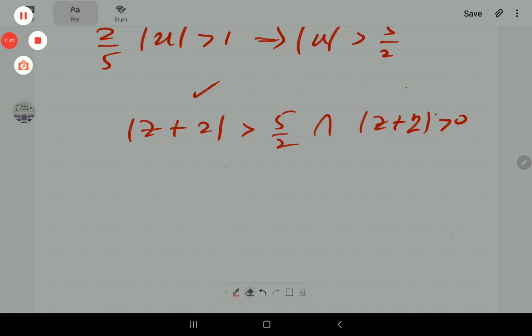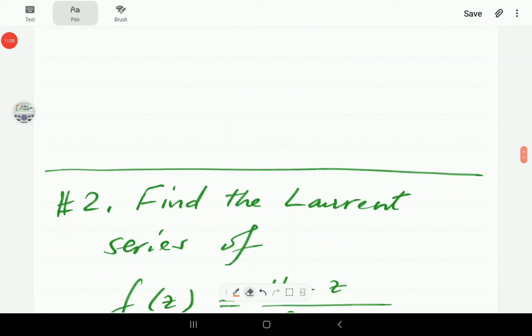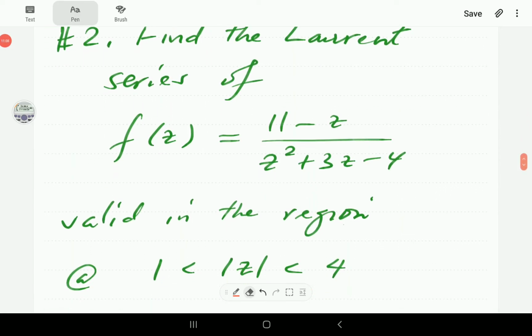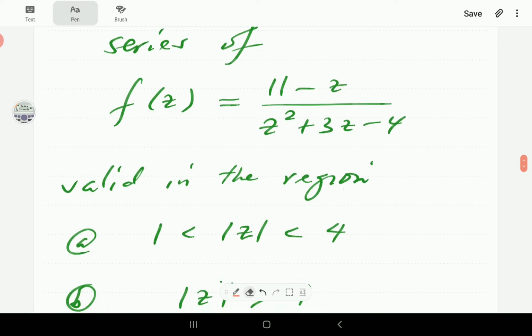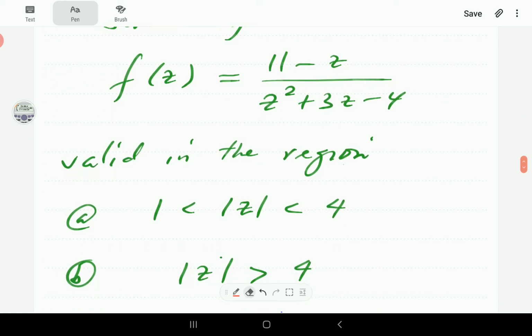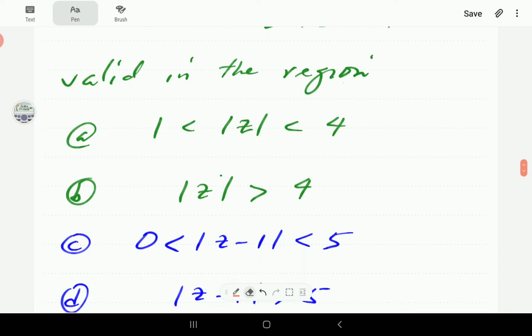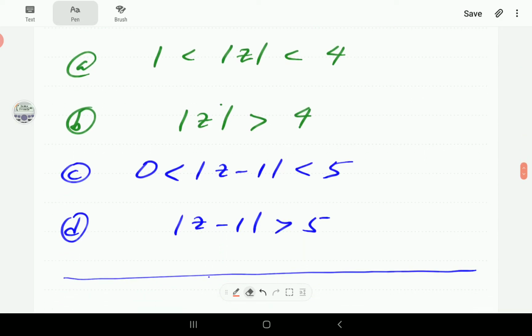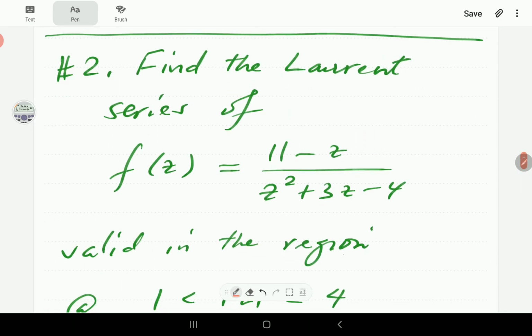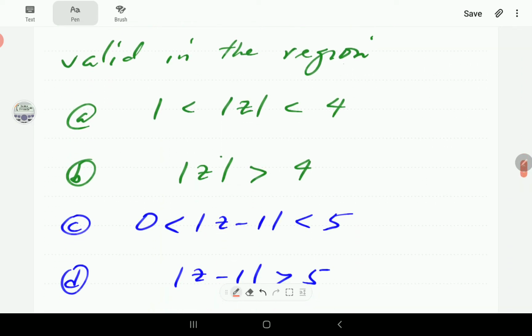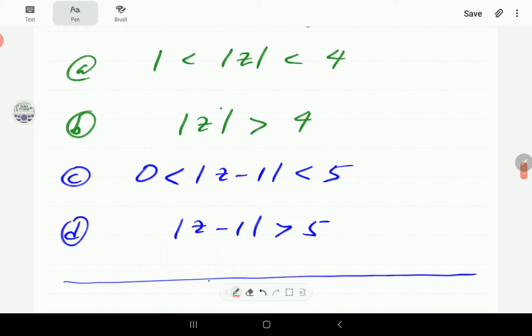All right, so at this point we are going to give you an opportunity with this function here that we met in part 3. So this time we would like you to have a go at part C and D. So find the Laurent series of this function valid in this region and this region. Just pause the video, work through it, and then when you continue the video you can compare with our solution.